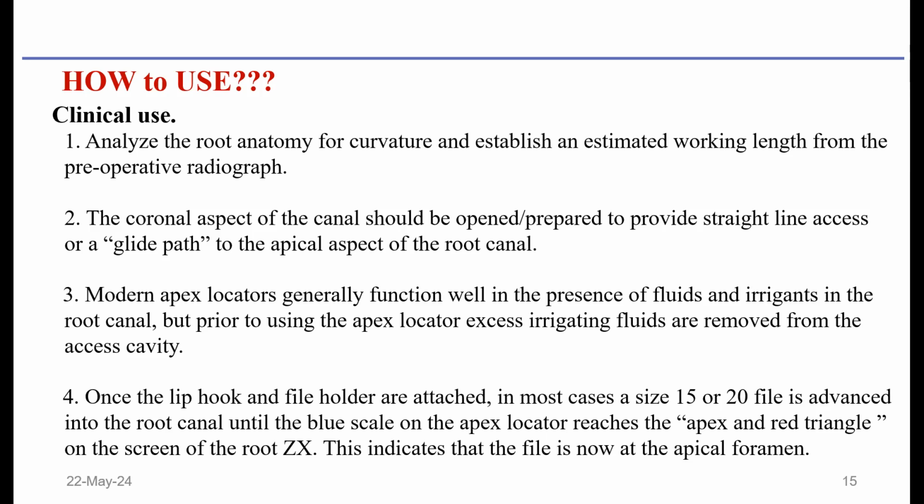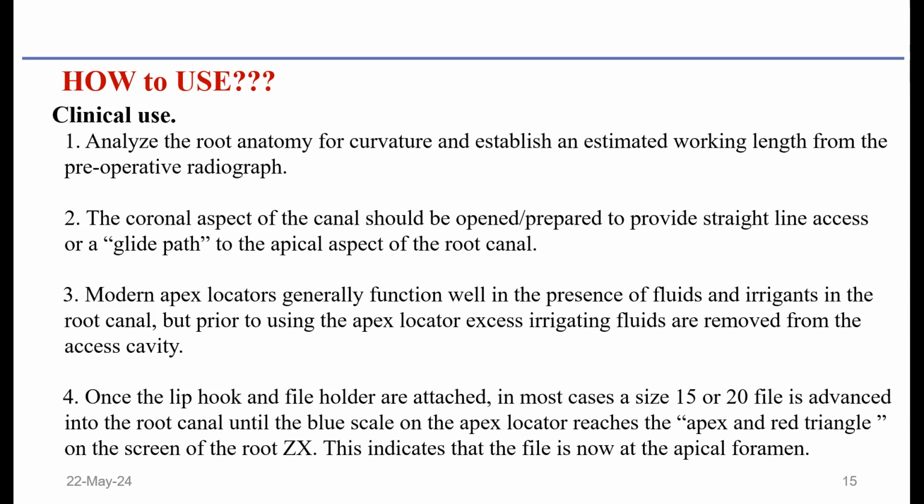So you have to compare it with a preoperative radiograph. You have to check whether the tooth is having a short root or a longer root. Based on that, you have to compare and come up with an average value in your mind, and then compare it with your apex locator to get a much more accurate result. The coronal aspect of the canal should be opened or prepared to provide a straight line access or a glide path to the apical aspect of the root canal.